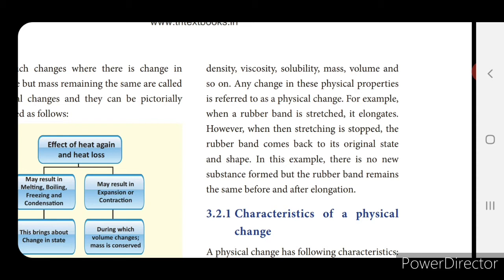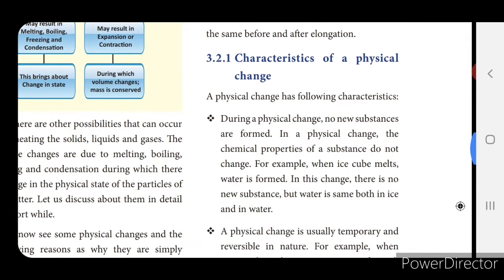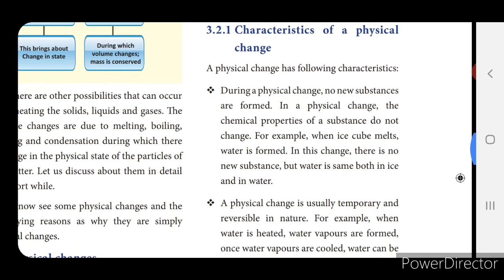However, when the stretching is stopped, the rubber band comes back to its original state and shape. In this example, no new substance is formed, and the rubber band remains the same before and after elongation. So now we'll see the characteristics of physical change one by one.